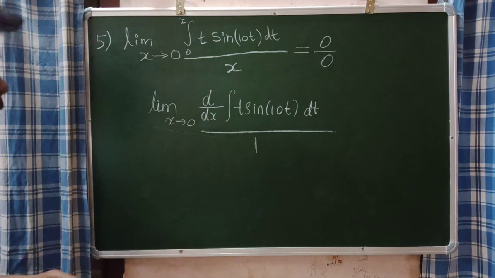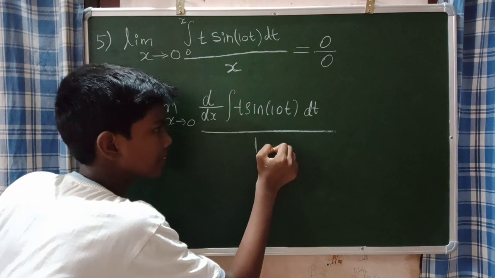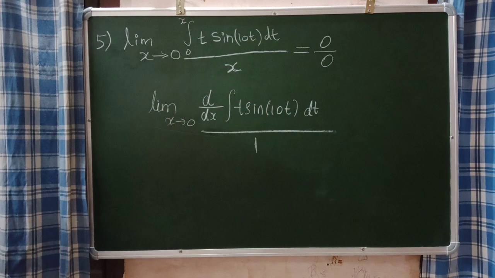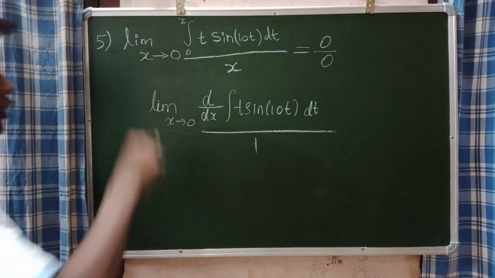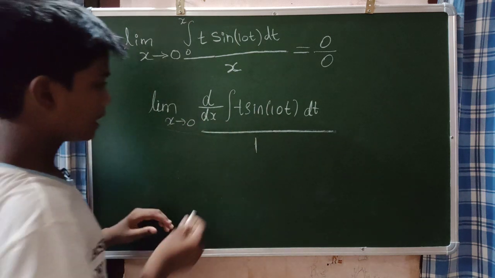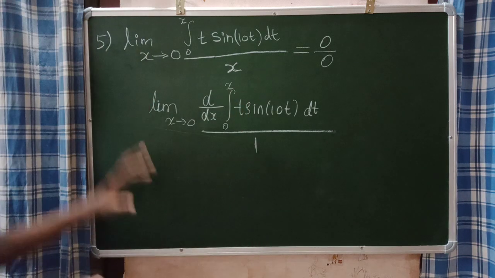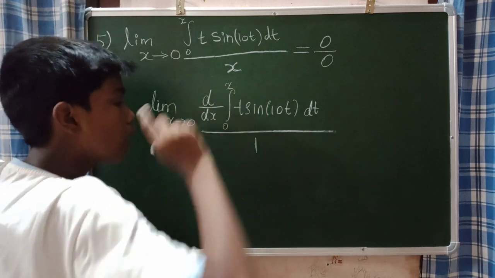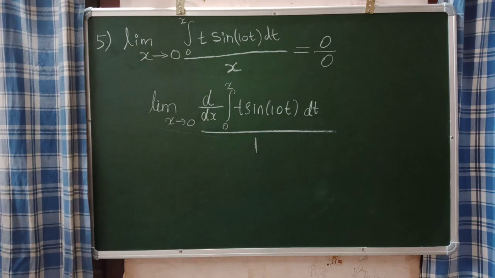Now we have no problem in our denominator, but our main problem is in our numerator, because we should differentiate an integration. Guys, I forgot to write the limit 0 to x. So we have a problem with the numerator only. How do we differentiate this definite integration? What I'm going to do here, guys, try to understand.